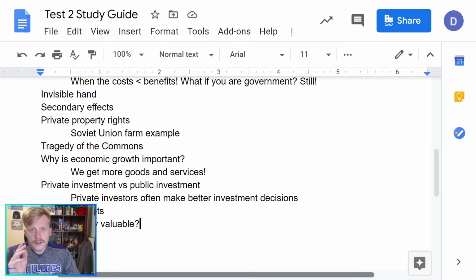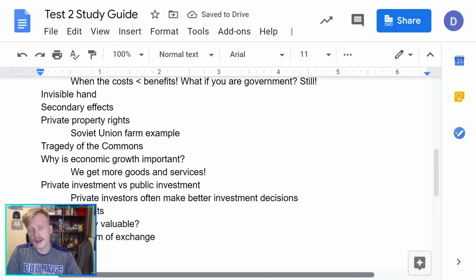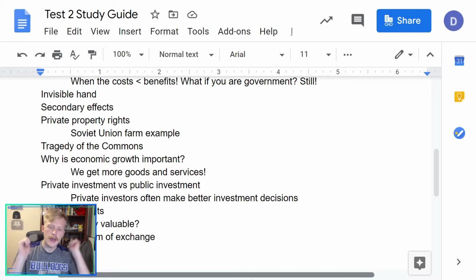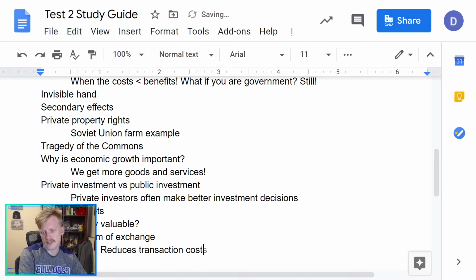So money is valuable because what we call that is a medium of exchange. It enables us to trade indirectly. It enables us to all go pursue this one thing, and then because we pursue this one thing, we can trade that one thing with one another. That one thing being money. Here in the U.S., it's dollars, right? We already talked about how money reduces transaction costs. I'll go ahead and write this here on the study guide. Reduces transaction costs.